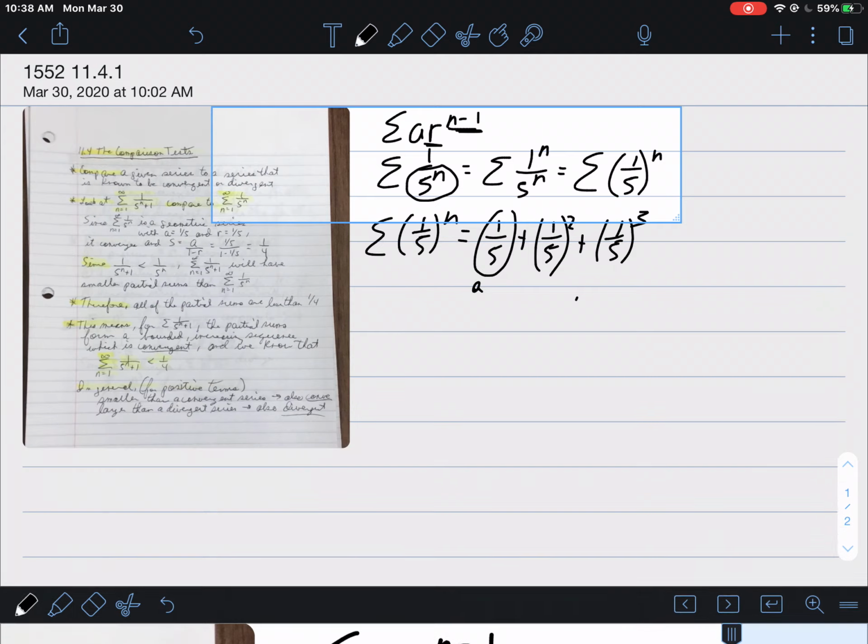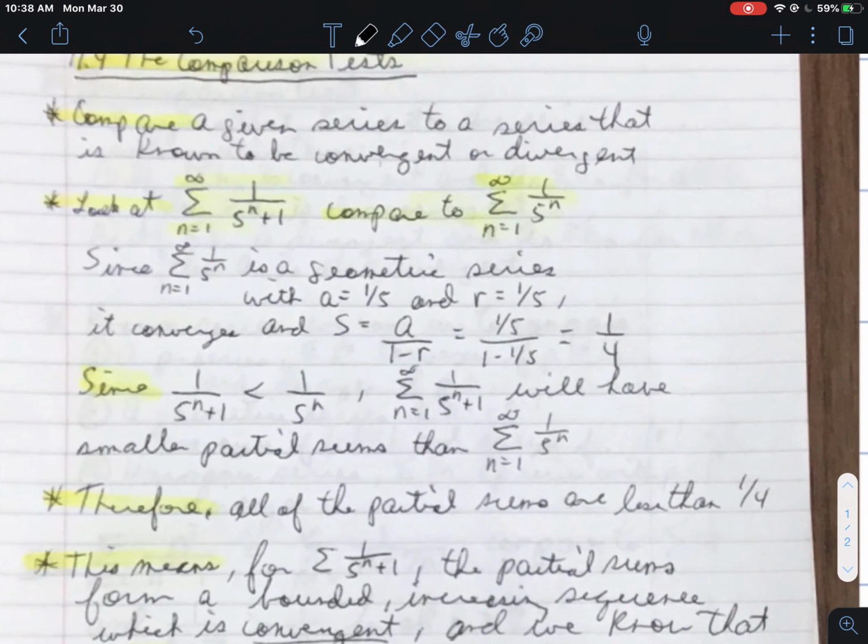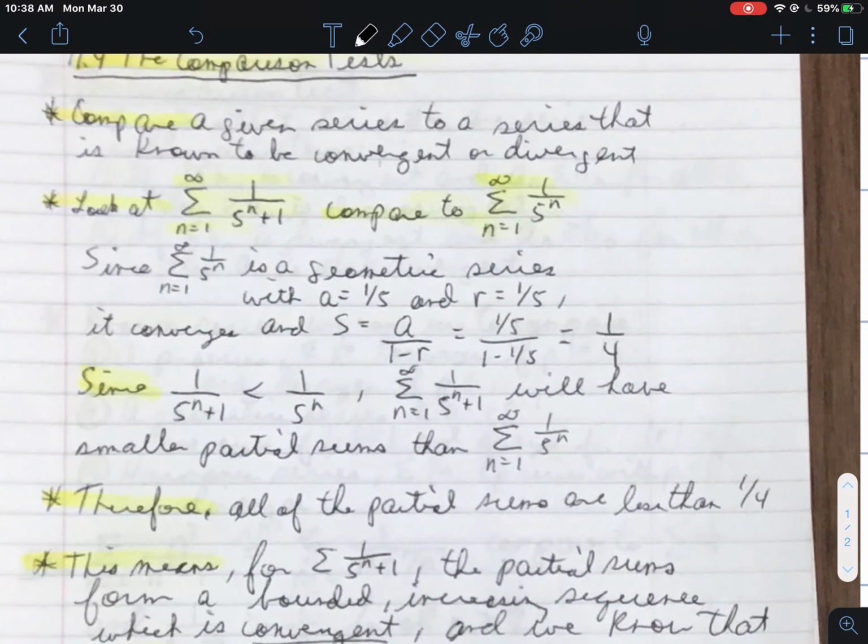All right, so back to our series then. All right. So if we compare this series 1 over 5 to the n plus 1 to that series 1 over 5 to the n, knowing that 1 over 5 to the n is a geometric series that converges because r is 1/5. Remember, for geometric series, they converge if r is between -1 and 1, or if the absolute value of r is less than 1, which is true in this case. So we know that then that series is convergent.